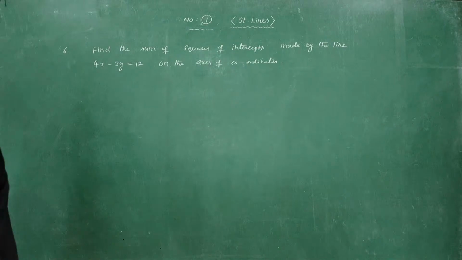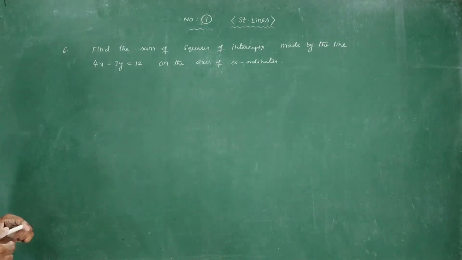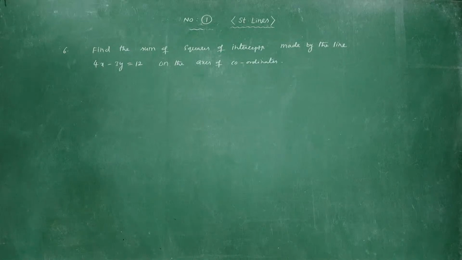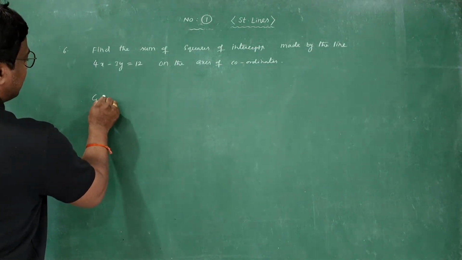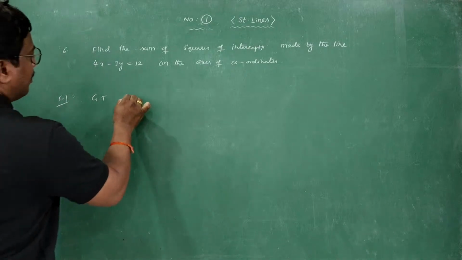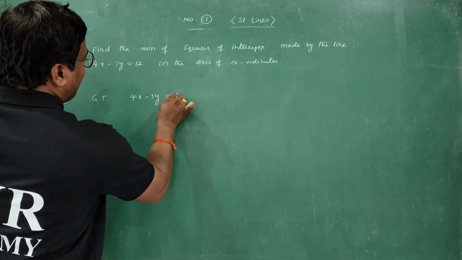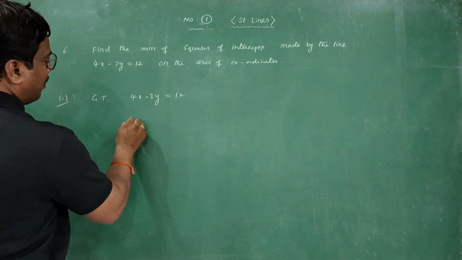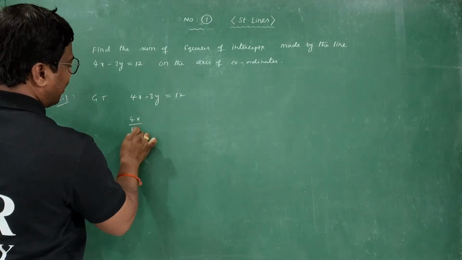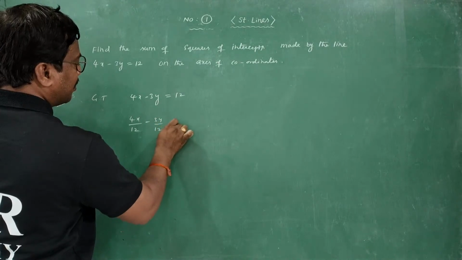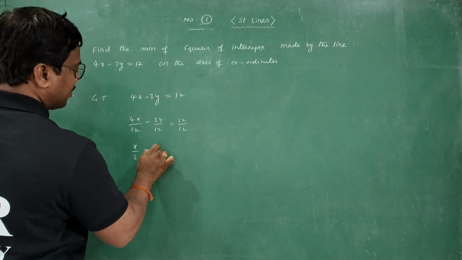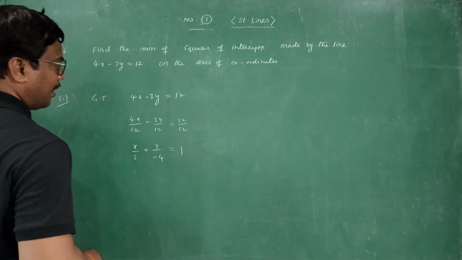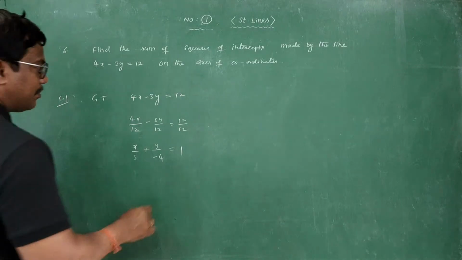Given line 4x minus 3y equal to 12, here the aim is to find the sum of squares of intercepts which are made by this line on the axis of coordinates. Given data: 4x minus 3y equal to 12. If you divide each and every term with 12, it converts into intercept form, that is x by 3 plus y by minus 4 equal to 1. It is clearly intercept form.